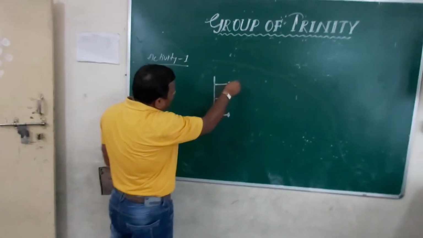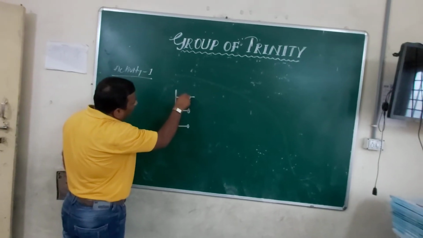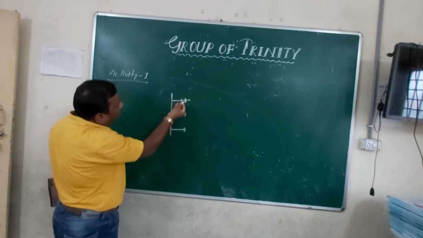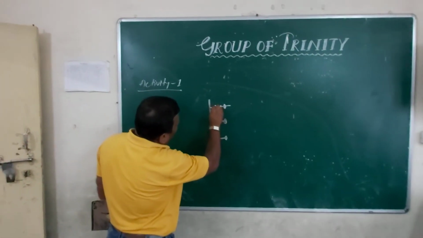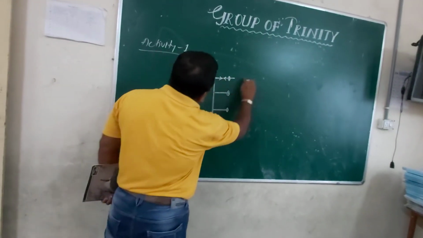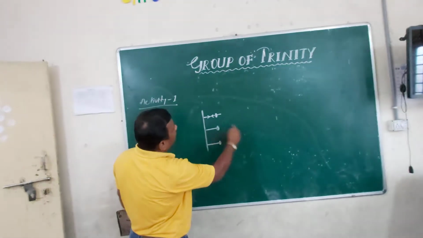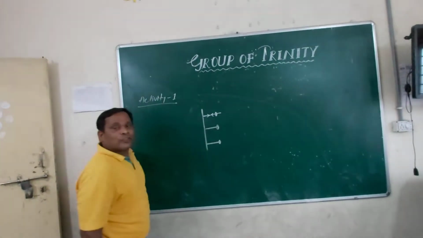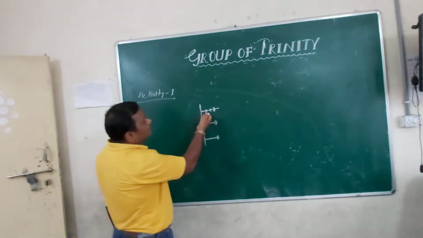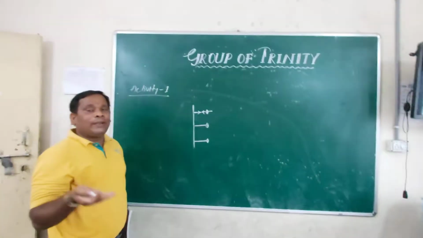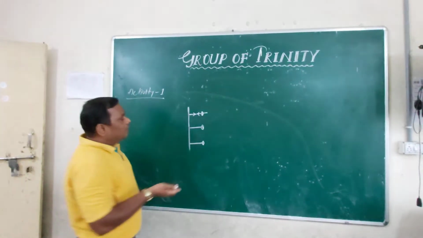And when an incident light ray falls on the plane mirror, the reflected light ray will rebound back on the same line. It does not change the direction. This concept you already studied in the 7th standard, right?